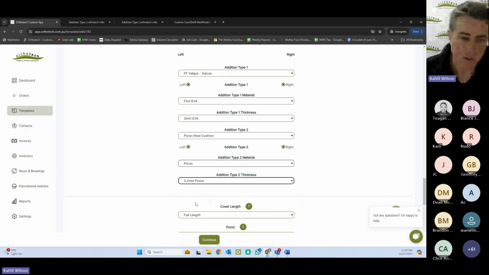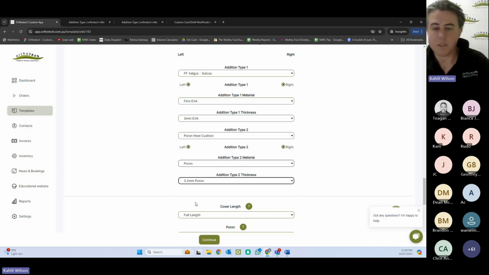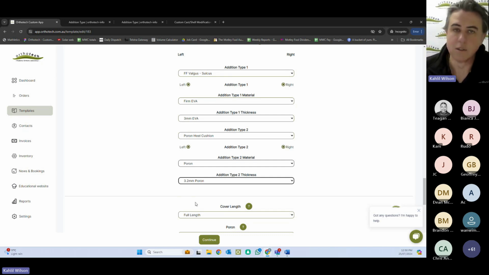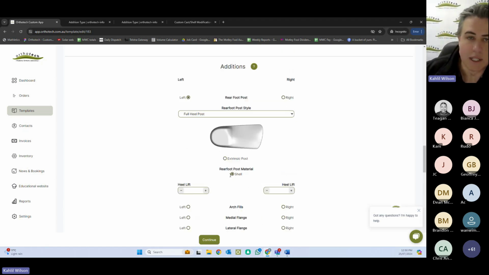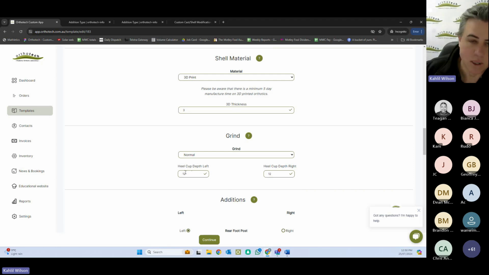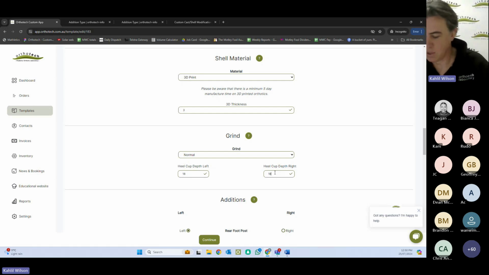But I've set the template up to be 3 mil poron, just a general cushion across the heel. You may want to consider with this increasing the heel cup depth. So it's currently at 12. If you go to like a 6 mil or 6.4 mil heel cushion, you may want to increase that to 18 mil just to give yourself a little bit more room within that heel cup to add that cushioning.